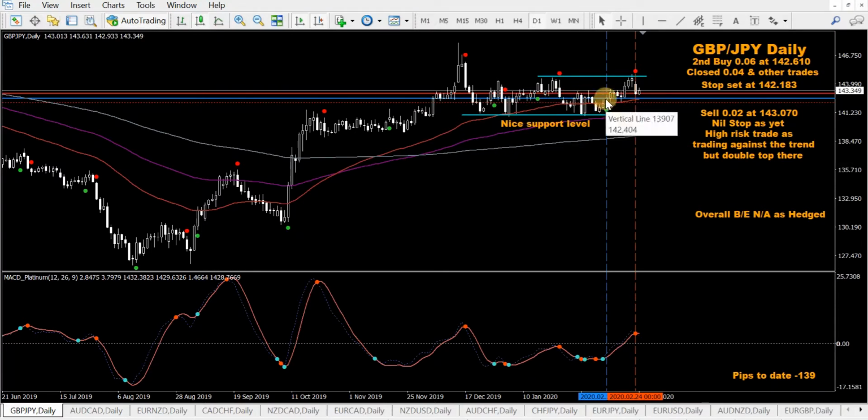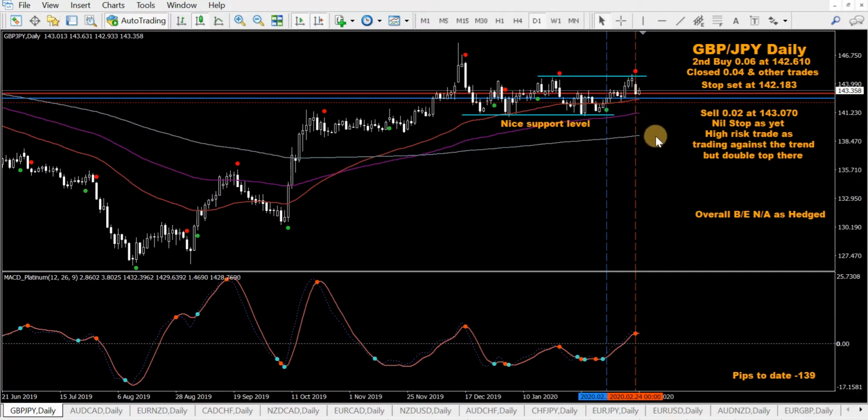So here I took a buy. You can see it was a part of a sequence, closed out part, and I've now got a stop and place down here. Stops are designated by this red dotted line, and today I took a sell this morning. You can read my notes. High risk trade, overall break even, NA non applicable as it's hedged. I've got 0.02 long and 0.02 short.